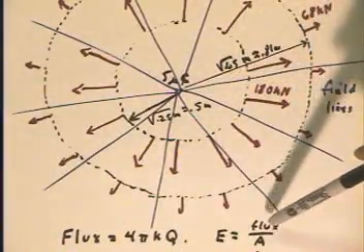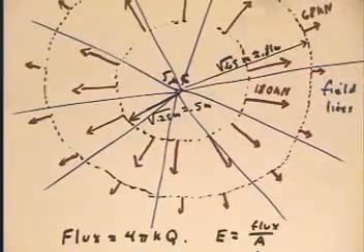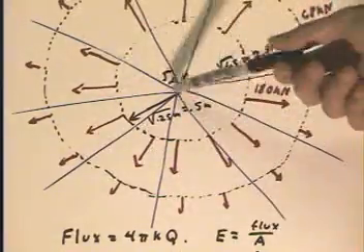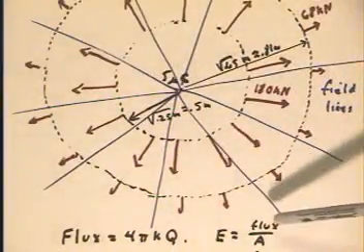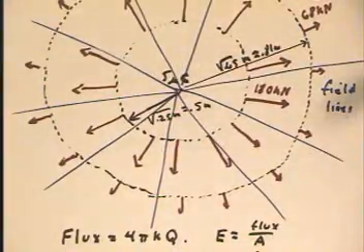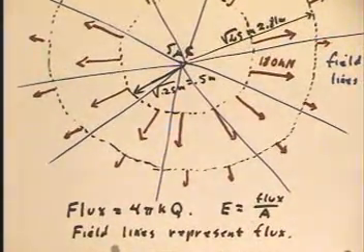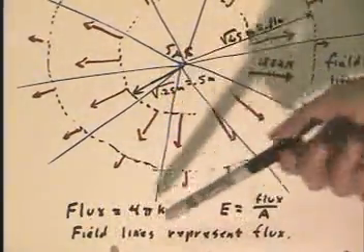The electric field at any point is the flux divided by the area. That is, the electric field on any sphere concentric with the point will be the total flux divided by the area of the sphere. And we'll do a lot more with flux in a few days here. Probably next time, as a matter of fact.